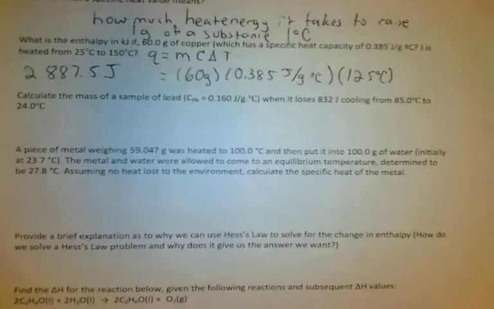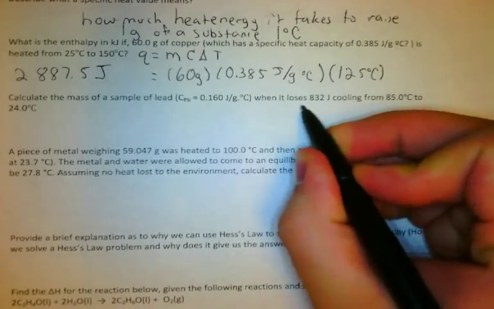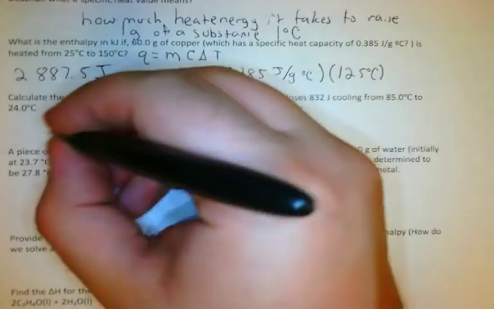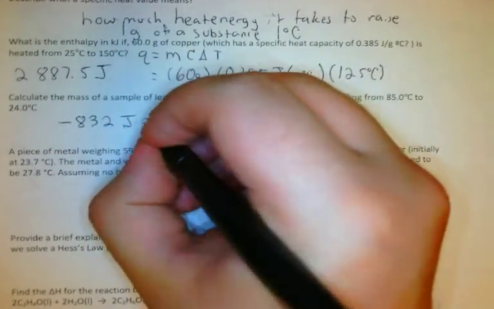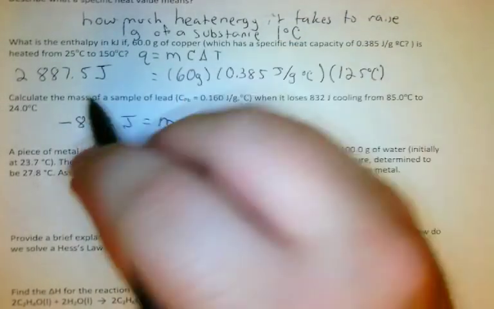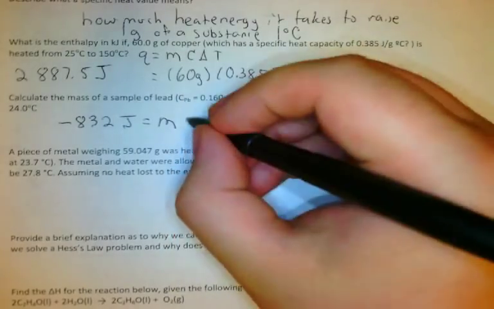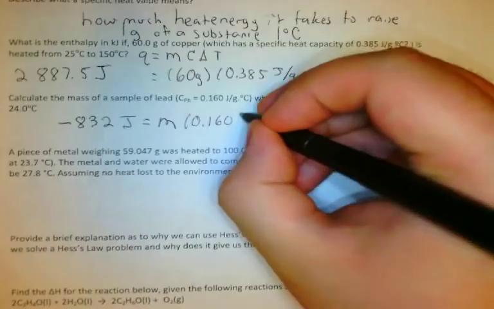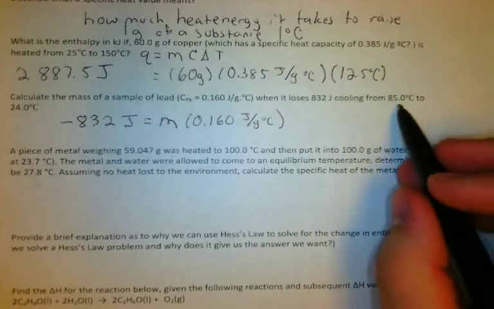Next one is similar, except it's giving us a different variable to solve for. It tells us to calculate the mass of a lead sample when it loses 832 joules. So because it's losing, energy is leaving the system, so we are negative 832 joules. We want to know mass because it says calculate mass. It tells me the specific heat of lead, that's why they put the Pb down there, is 0.160 joules per gram degree Celsius. And it went from 85 to 24.